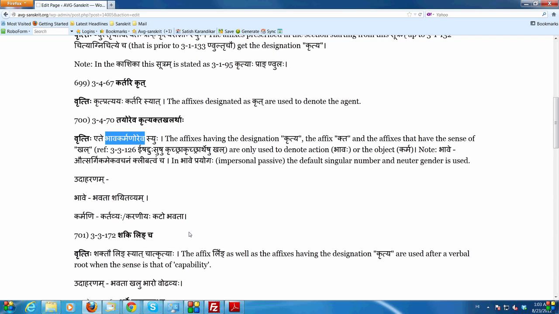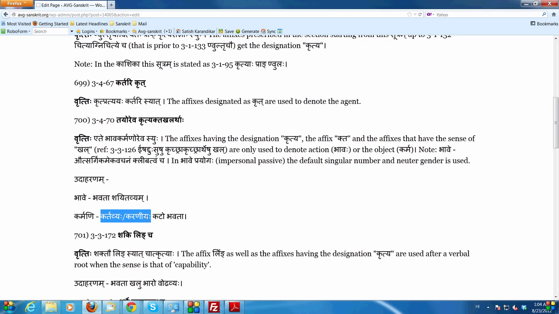Now if the dhatu is sakarmaka, then we can have a karmani prayoga, which focuses on the object. So it conveys the object. So kartavyaḥ, karaṇīyaḥ, kaṭo bhavatā. The mat, kata is a mat. A mat ought to be made by you. So the mat should be made by you. So this is now talking about the mat, which is the object of the making.